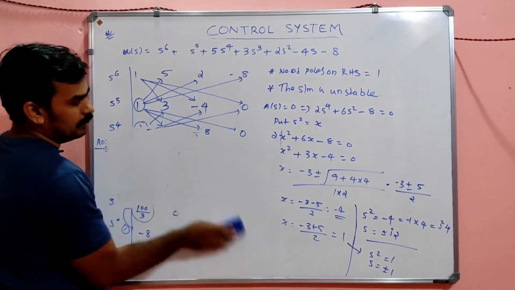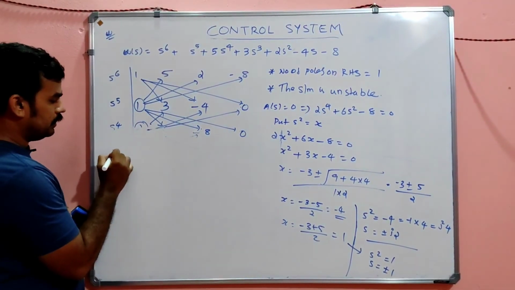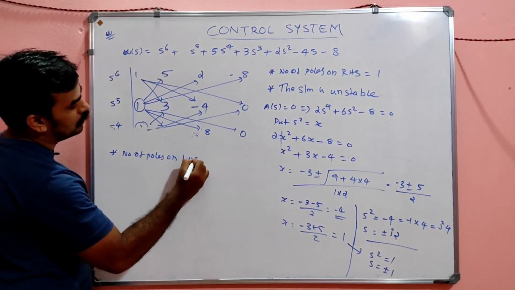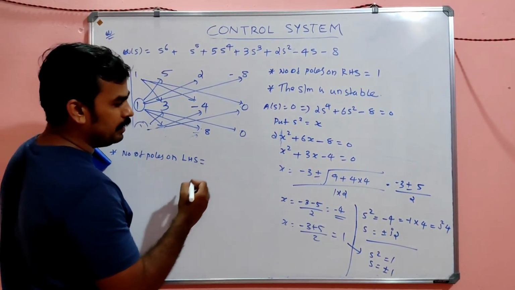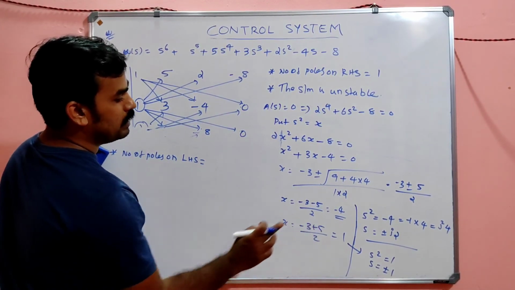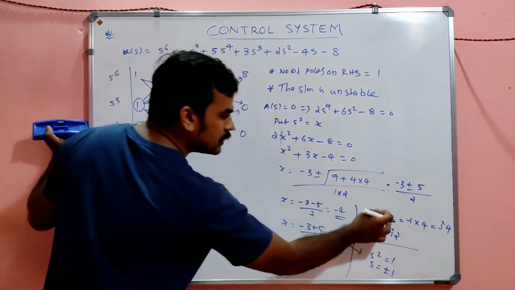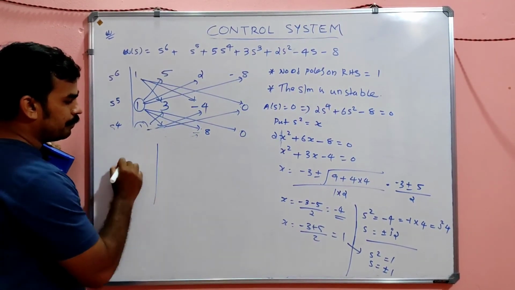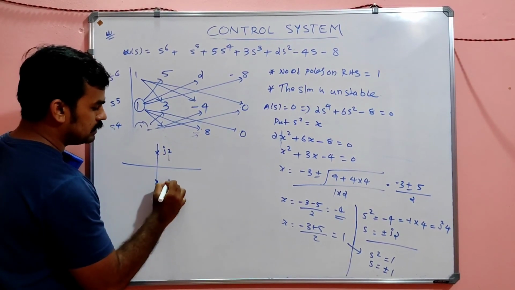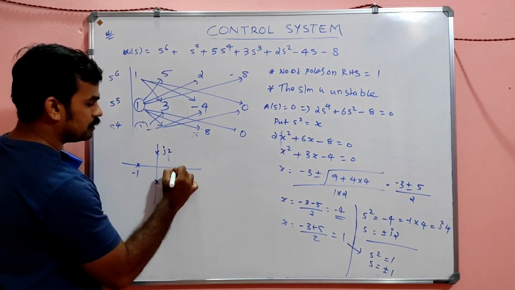So you can write finally, final step you can write my dear. The question may be from here also. You can write here, number of poles on LHS will be what my dear? Just to draw these poles: plus j2 is here, minus j2 is here, plus 1 is here, minus 1 is here, and plus 1 is here.